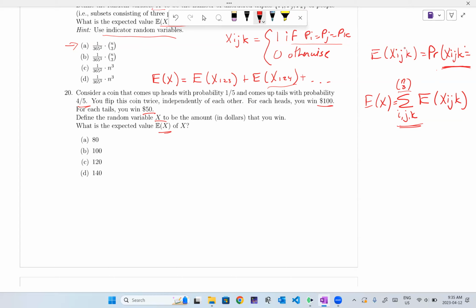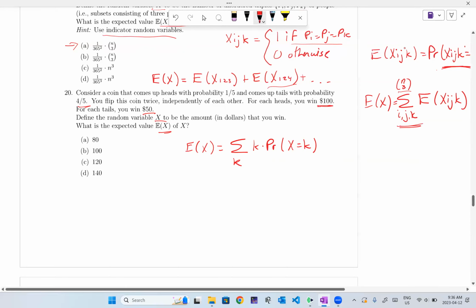Okay, so there are a couple ways to do this. It's not hard to compute it directly using the definition. I just have to figure out what possible values my X can take. I can win 100 and 100, or I can win 100 and then 50, or I can win 50 and then 100, or I can win 50 and 50. So there are really only 3 possible values for X.